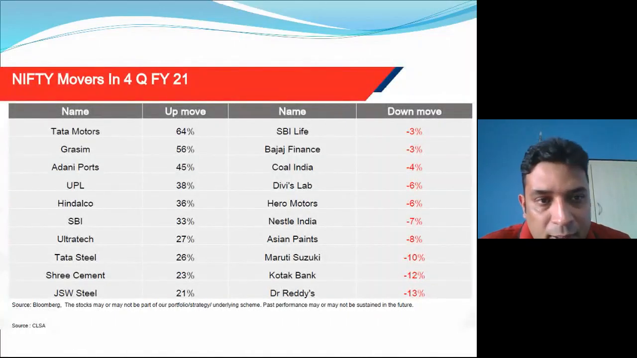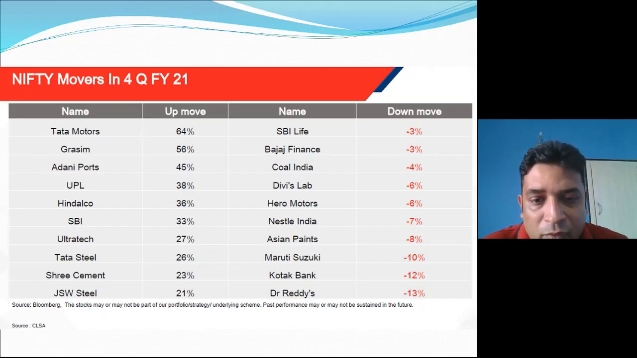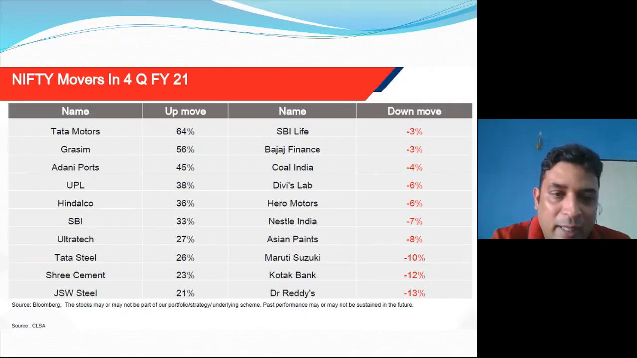Secondly, if we see the Nifty movers in Q4 FY21, what are the companies which have actually risen in the last 1 year? Like Tata Motors, Grasim, Adani, Hindalco, SBI, Ultratech, Tata Cement, JSW Steel. They have increased by a huge percentage, whereas we have seen a couple of companies which are down, like SBI Life, Hero Motors, Asian Paints, Maruti Suzuki, Kotak, and Dr. Reddy's. They are down by the percentages which I've already shown below. That's the movers in the FY quarter 2021.